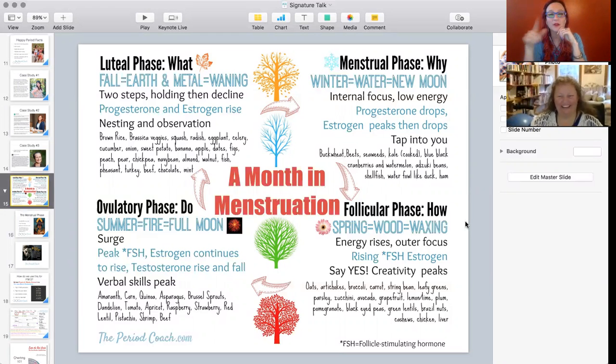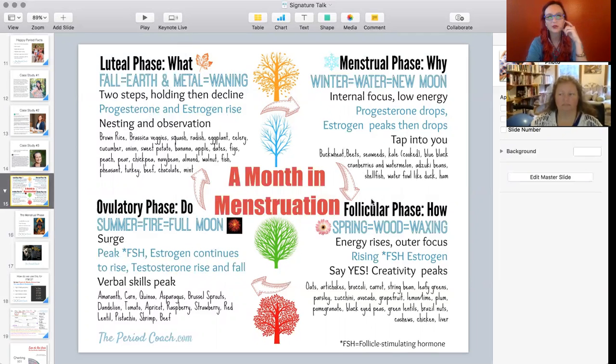But this is the month in menstruation, and so it's not exactly a week in each phase. For instance, your ovulatory phase, the ovulatory phase down here, is 3 to 4 days. It's not a long phase. Your luteal phase is 7 to 14. So they're not exact weeks, but especially working with younger girls, sometimes it's easier to just say it's 4 weeks.